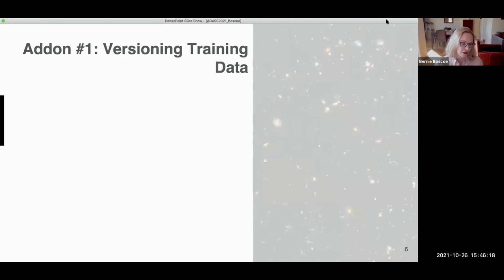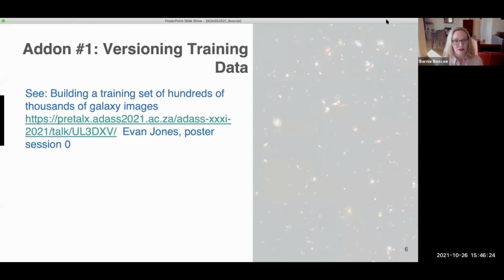So my first suggestion here is add-on number one, which is versioning training data. And so Evan Jones, my colleague, has a poster in ADAS this year.